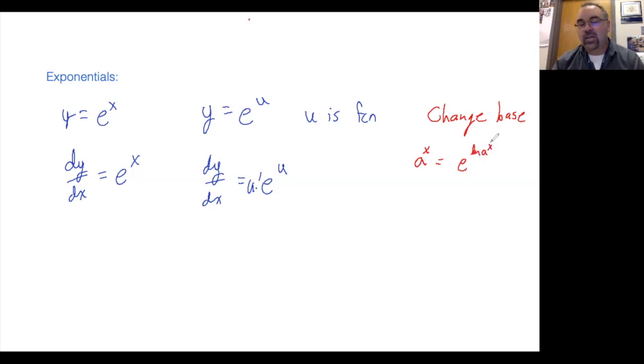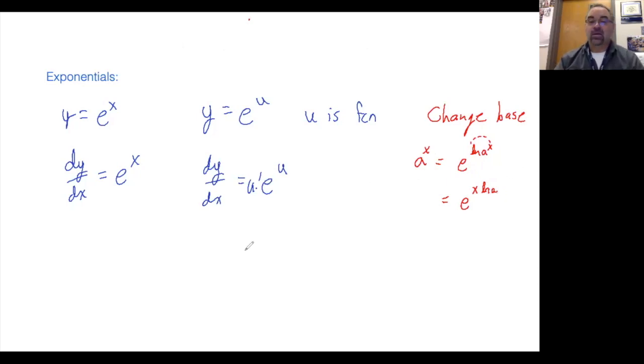Now, inside that exponent, you can use the rules for logarithms. Oops, lazy, I forgot to write natural log there. If you put natural log of a up there, where can that x go? It just comes down in front. And that's nice because then the natural log of a is just a coefficient. And it's constant, right? a is a constant.